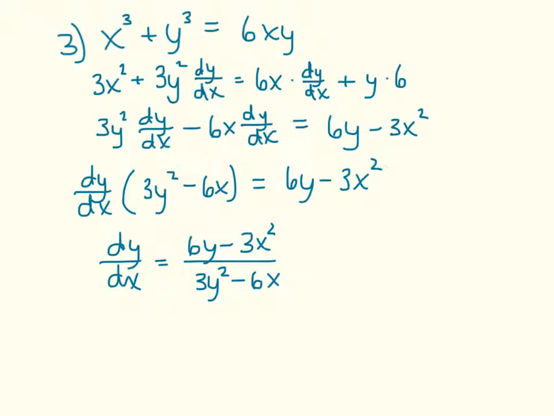Simplify that out. Now as far as the x's and y's are concerned, there is not a common variable in all 4 terms. So we cannot divide out an x or a y, but we can certainly take that 3 out. So as we do that, we'd have dy/dx is equal to (2y minus x squared) over (y squared minus 2x). And that is our very final answer.